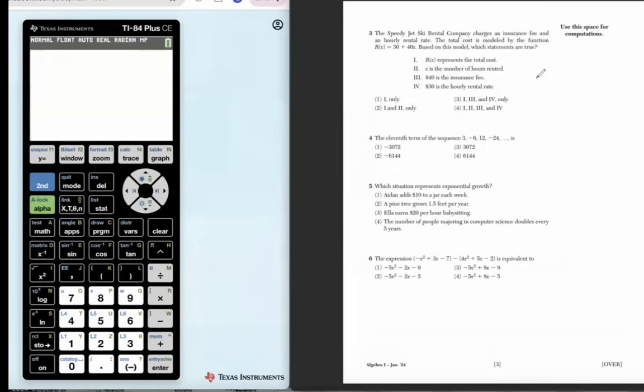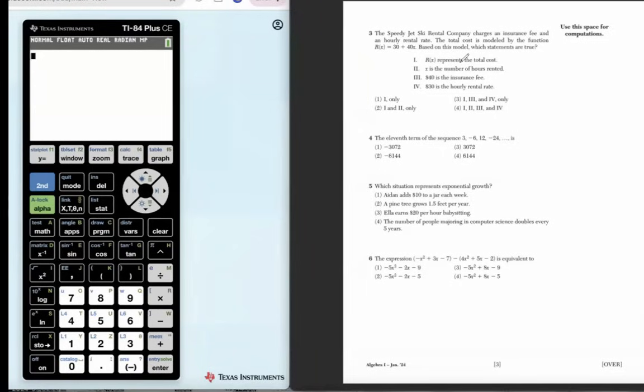Let's continue. Number 3, the Speedy Jet Ski Rental Company charges an insurance fee and an hourly rate. The total cost is modeled by the function r of x equals 30 plus 40x. Based on this model, which statements are true? Remember, in a linear function, the constant is usually the initial amount, the one-time charge, the y-intercept. That's why there's no variable attached. And the 40 would always represent the slope or the rate or the average rate of change, things of that nature. Let's take a look.